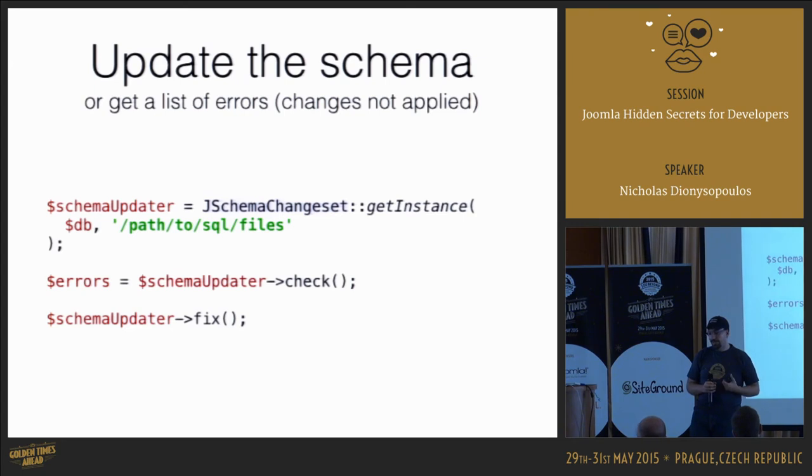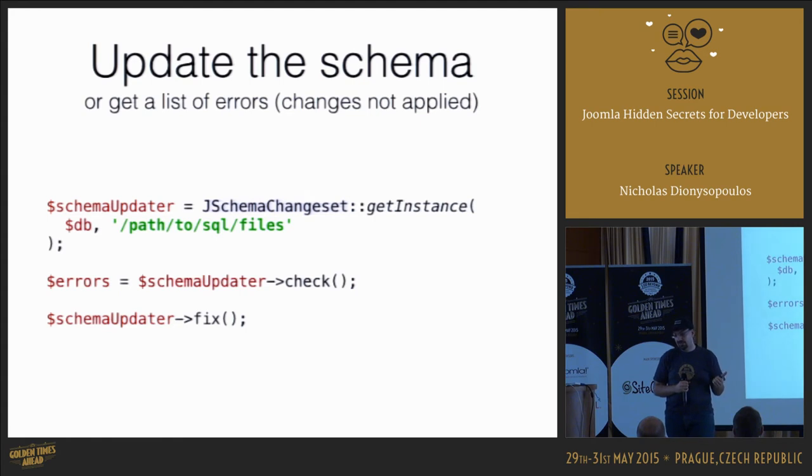And now let's get to the database. You have probably heard of JSchema chain set. No, not heard, you have used this schema chain set. If you have gone into Manage Extensions, Database tab, you remember that there is that Fix button. When your Joomla site is screwed up, the first thing you do is go there and click that Fix button, and some magic happens. This is the magic that happens.